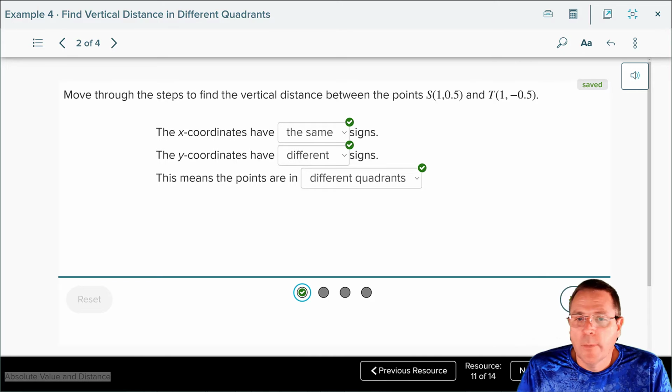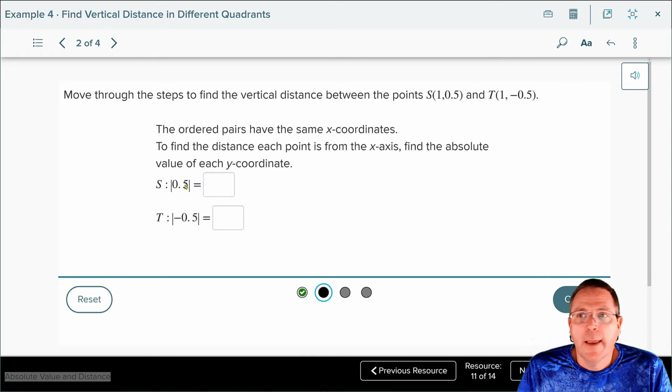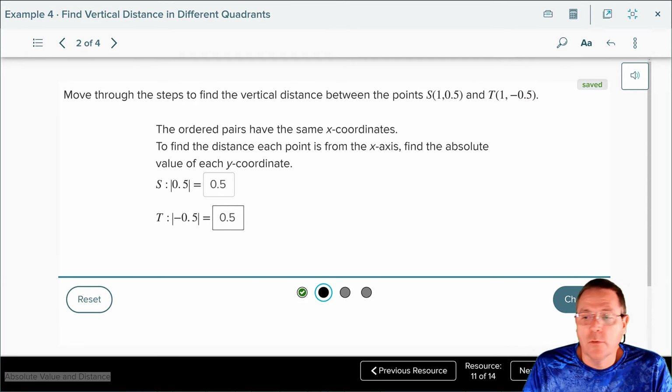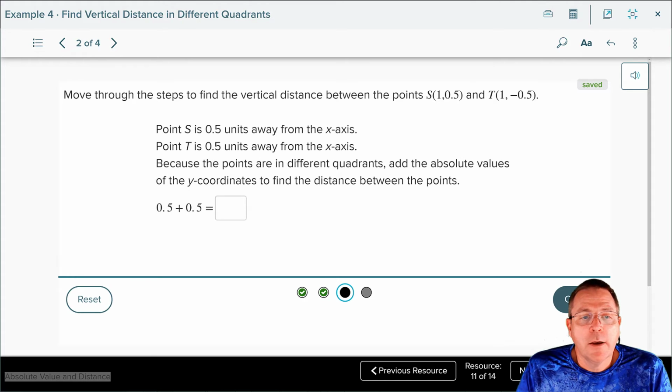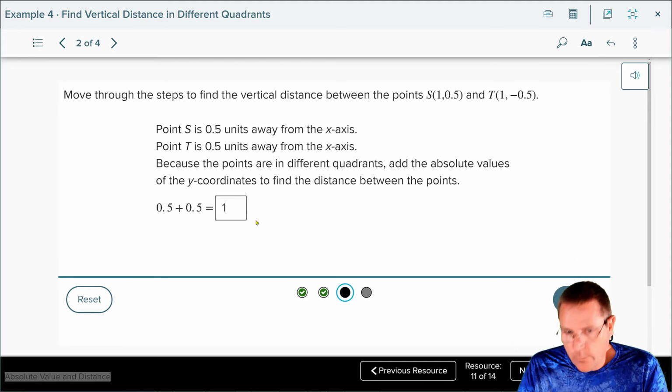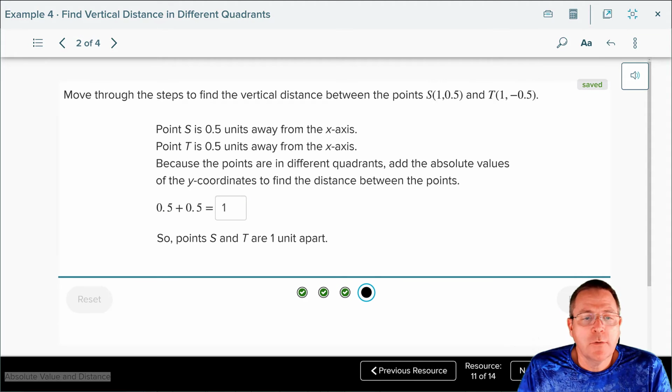From here, moving on to our next value, the absolute value of 0.5, the y value for point S, is going to be 0.5. The absolute value of negative 0.5, which is the y value for point T, is also going to be 0.5. And from here, because they're in different quadrants, we're going to add them together. 0.5 plus 0.5 is going to be 1. Check it. So the distance between point T and point S is going to be 1 unit apart. Yes, it really is this simple doing these problems.